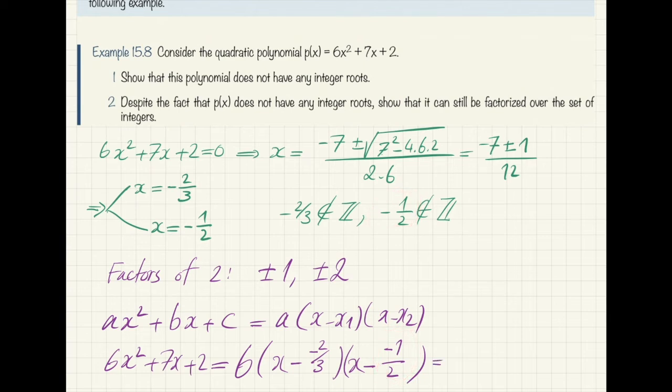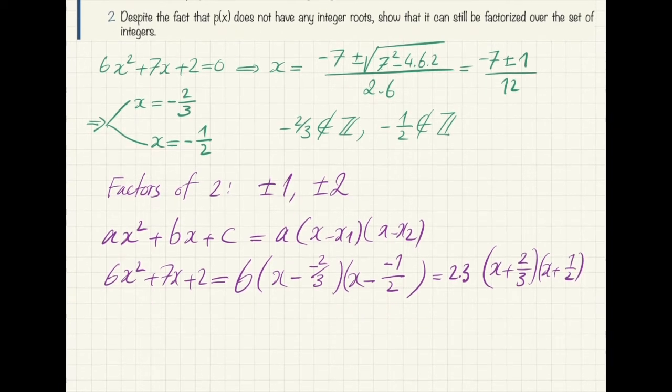Instead of 6, I can write 2 times 3, and then it becomes x plus 2/3, and x plus 1/2. Then I can multiply the 3 into the first pair of brackets and the 2 into the last pair of brackets. And then you see, in this form, x plus 2/3 and x plus 1/2 are not factorized over the set of integers because the roots are fractions. But because of this extra factor that I have outside, it is still possible to factorize the polynomial over the set of integers.